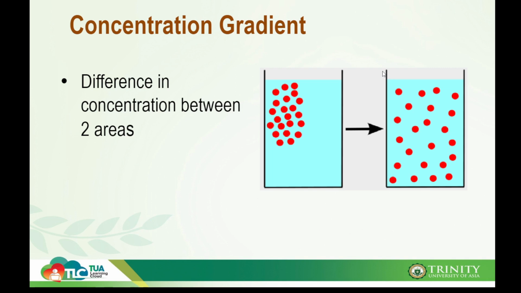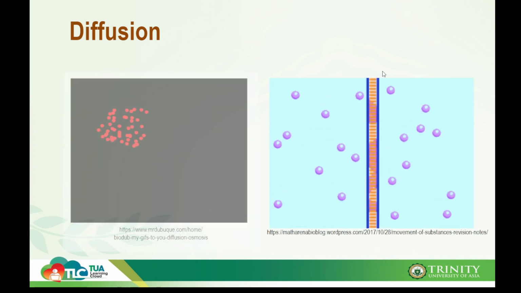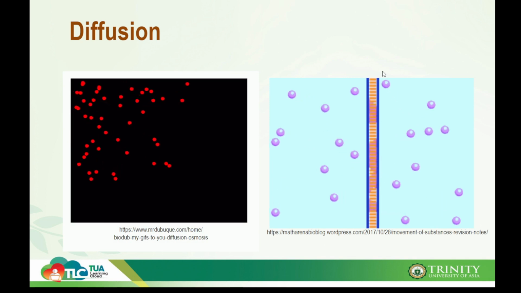When we have an area of higher concentration and lower concentration, the cells or the solutes with their Brownian motion will move from area of higher concentration to area of lower concentration until maging equally distributed yung concentration nila, or until ma-reach natin yung homeostasis. So because of Brownian motion and concentration gradient, we now have the first type of passive movement, which is diffusion. Diffusion is actually the simplest example of passive transport.